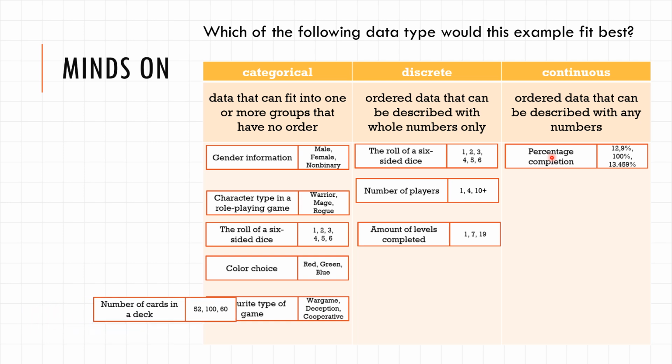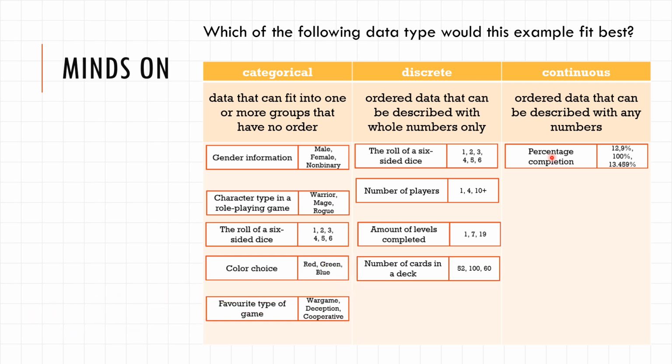That would be discrete data, because you can only describe them with whole numbers, and we can put these in order. 52 cards is less than 60. 60 cards is less than 100 for sure.